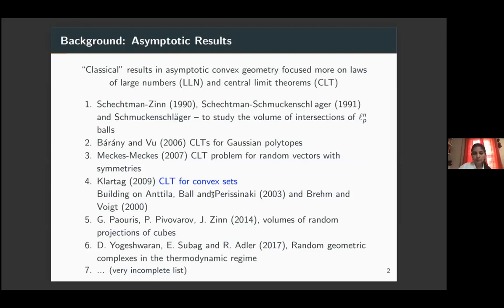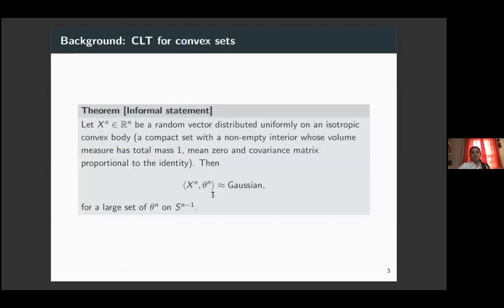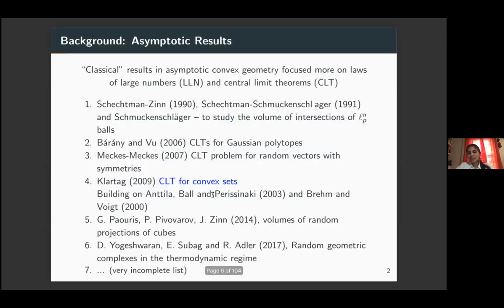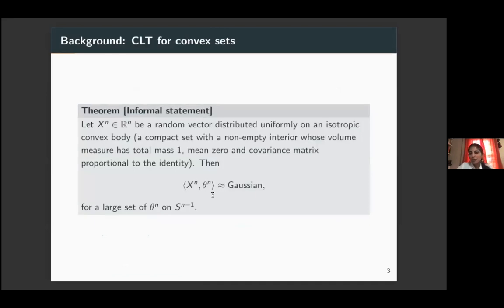So this is going back a little more old. And just as I highlighted here, the CLT for convex sets. Of course, we all know that if you have a high-dimensional random vector, which is distributed uniformly on an isotropic convex body, and then the projections, so if you take a random direction on the sphere and then you take the scalar product, that's what I mean by the projections, the fluctuations of that projection, which is given by the Sudakov theorem, are Gaussian.